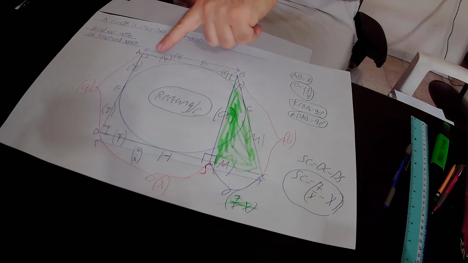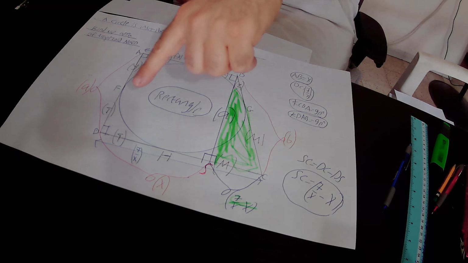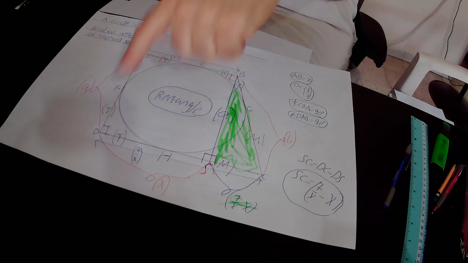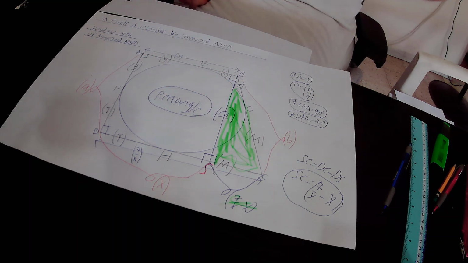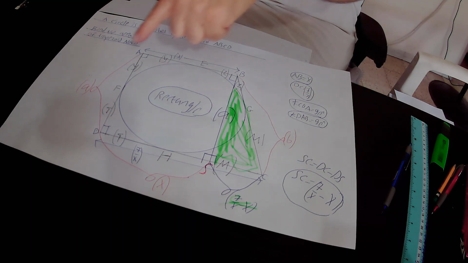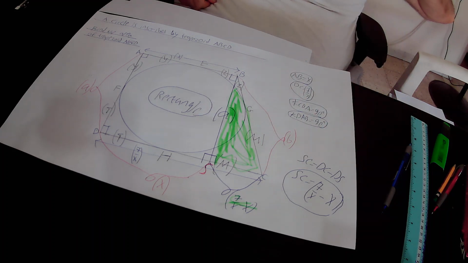This is again angle BAD, that is a right angle, and this is angle ADC, that is also a right angle. Again, our mission is to find out the area of this trapezoid ABCD.